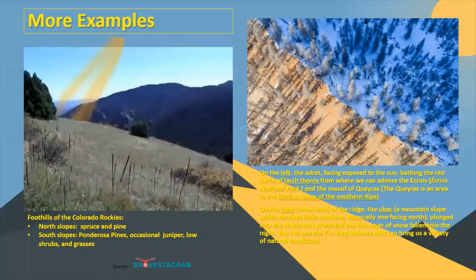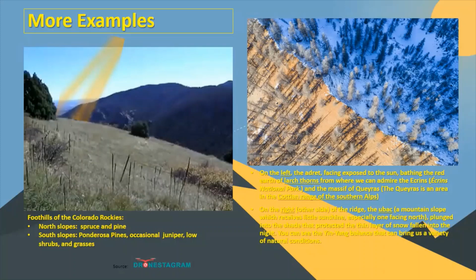This is a huge contrast here. I don't have to put the sun in to show you because you can see one side's lit up, one side is in shadow. This is actually a glacial ridge. It's the edge of a cirque, very sharp ridge.